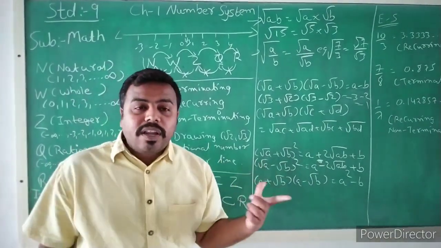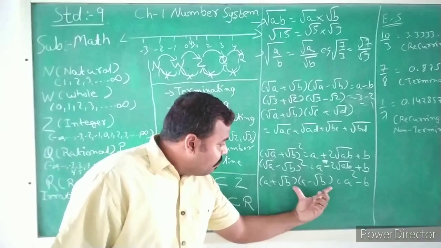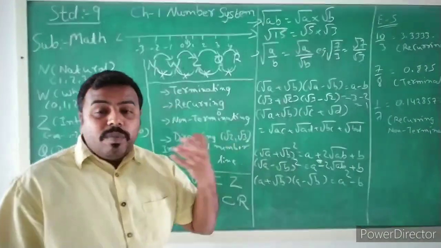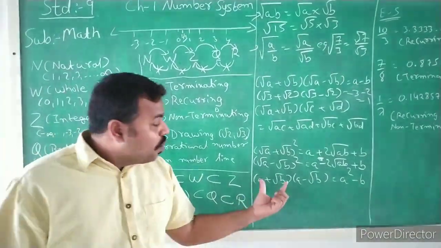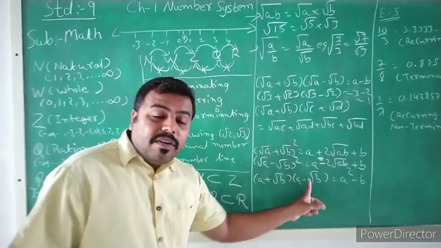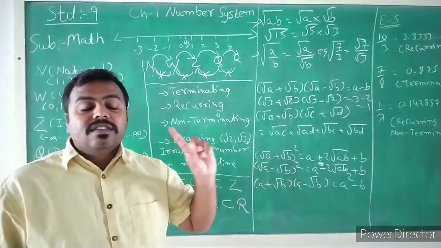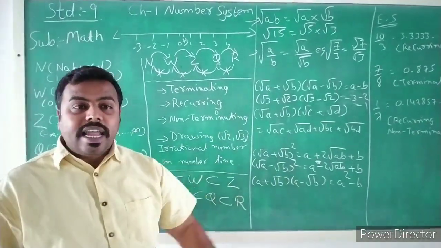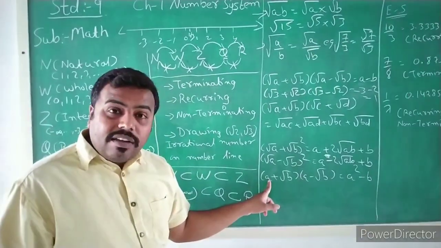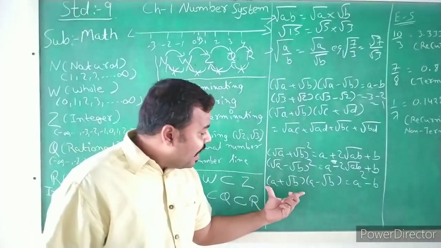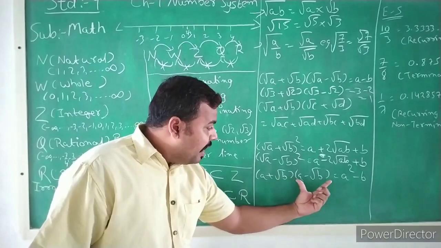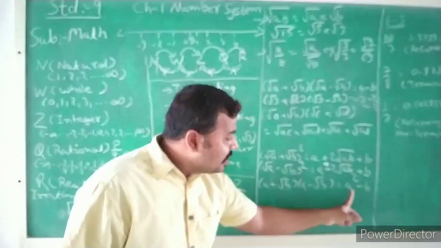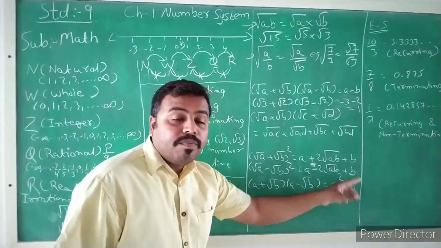And the last property for under root is, if you have been given terms, both the terms are same, in between there is difference of sign, that is one is positive, another one is negative. Here it is not given that it is root, so we will be writing a plus root b into a minus root b, that is a square minus b.